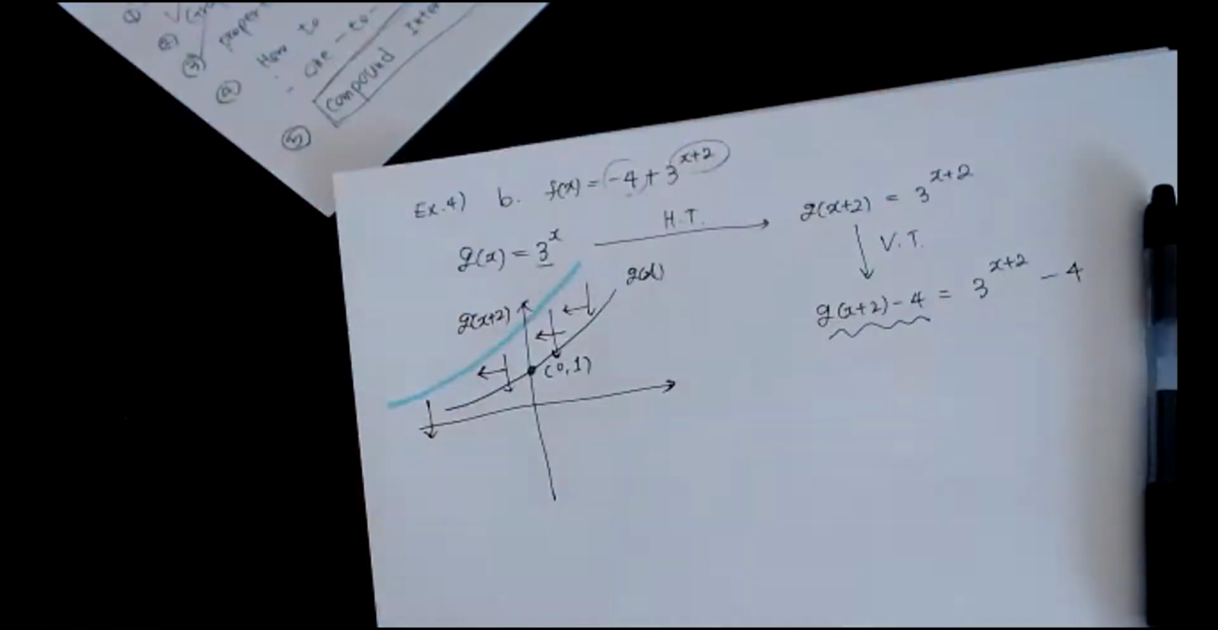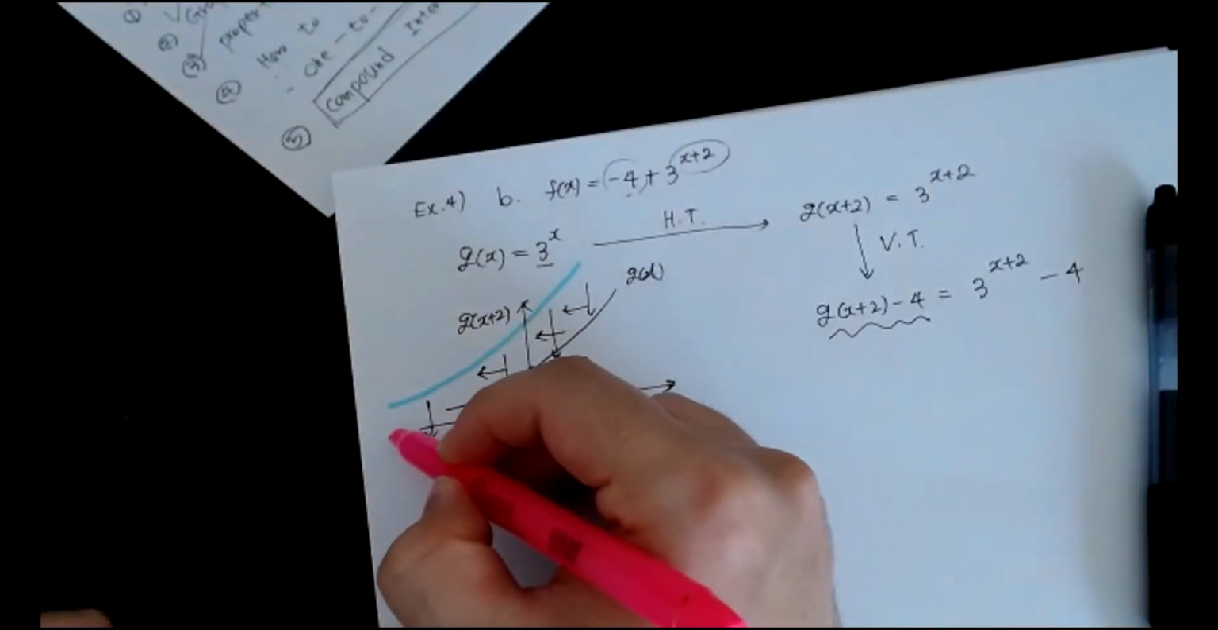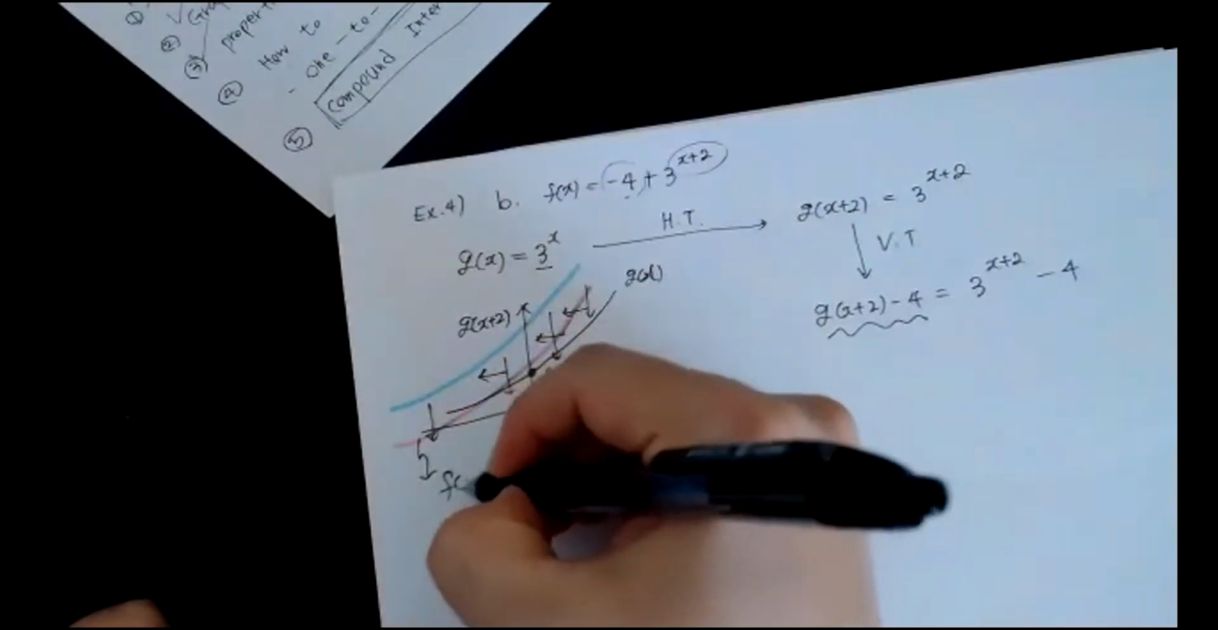There's 4 units, right? So make it maybe like this. Okay, roughly. Okay, so this is going to be the graph of f of x.